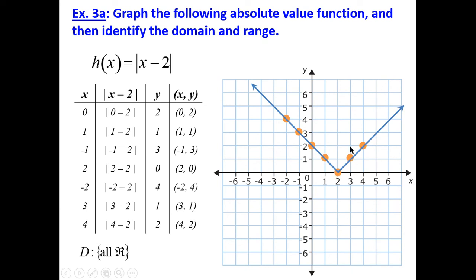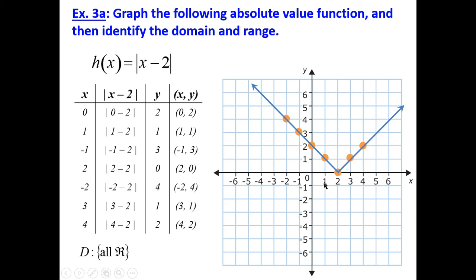For my range, I'm asking how far up and down does my graph go? Well, these arrows once again will continue on forever, so they will continue going up. It's going to go up forever, but it will not go down forever. In fact, I can see the lowest possible value on the y-axis that I will ever reach, and that would be at 0. I'll never get to a y level that's lower than 0. I can be equal to 0 when x is 2, my y value is 0, but I will never have a y value that's lower than 0.